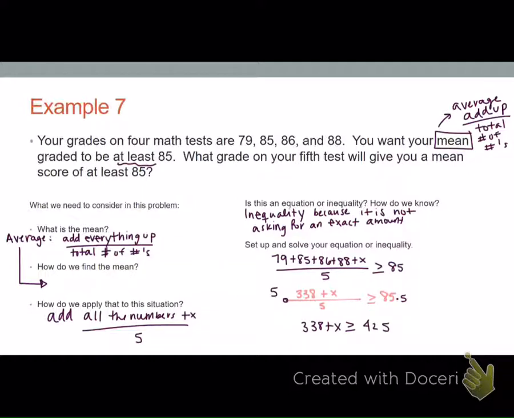Is 425 correct? Yes. Okay, then I subtract 338. Is that 87? So you must get at least an 87 on your next test.